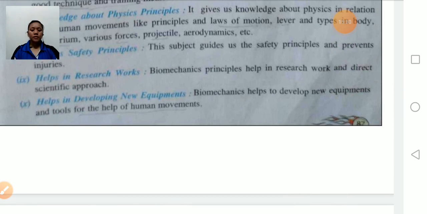We can also improve our training technique. It helps to create confidence in the player, and also it helps to motivate.